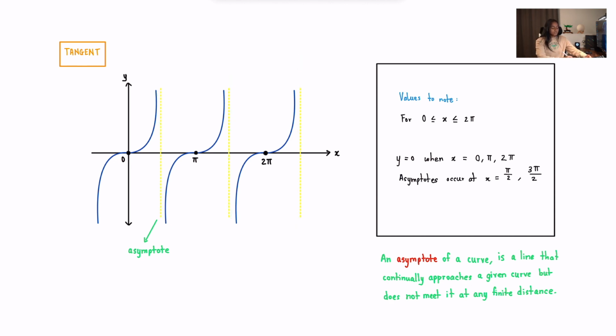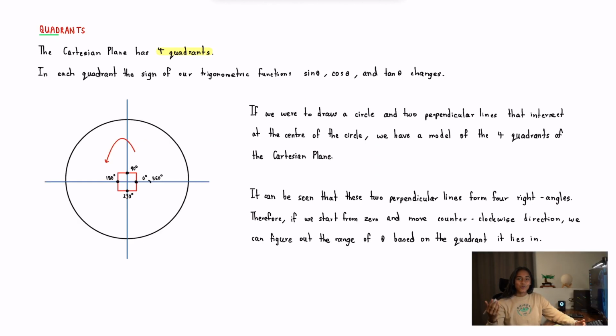So the values to note: y is equal to 0 when x is equal to 0, pi, and 2 pi, right? So asymptotes occur at these values: x is equal to pi over 2 and x is equal to 3 pi over 2. Moving on to understanding quadrants.